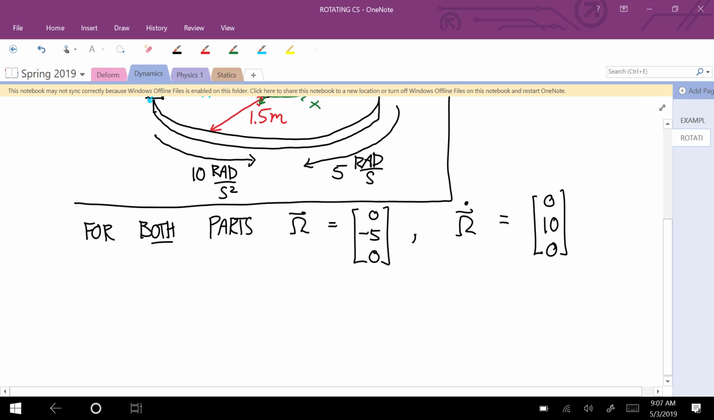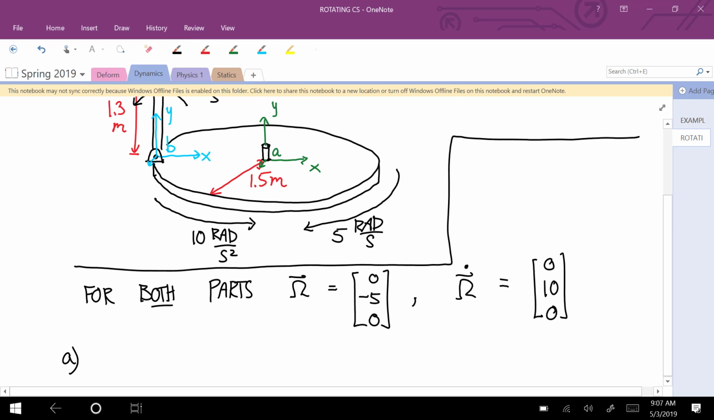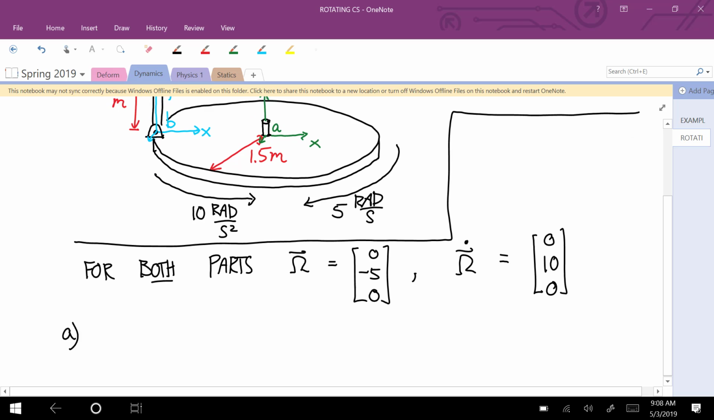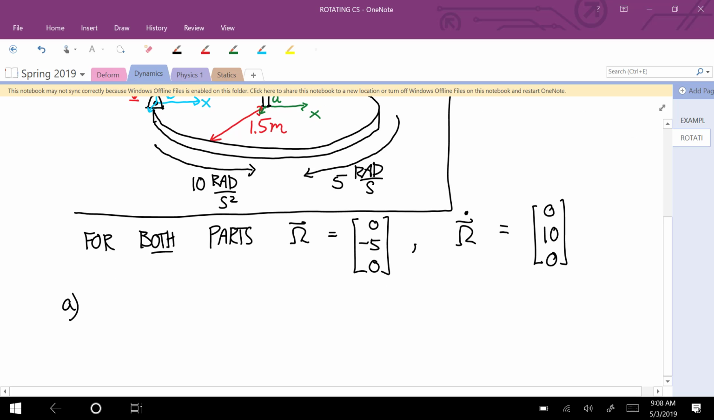And now let's go into the specific cases. So for part A, is the origin of that green coordinate system accelerating? No, that thing's just changing orientation, but it's fixed to the ground. The origin is fixed to the ground. So the origin is not accelerating.